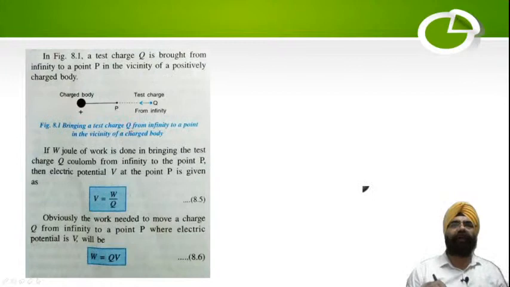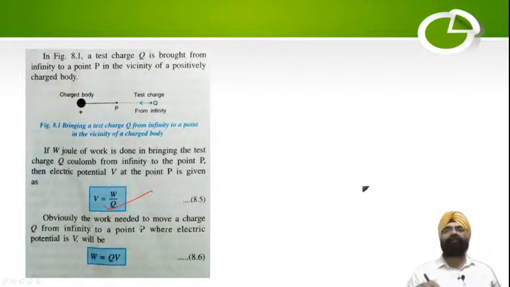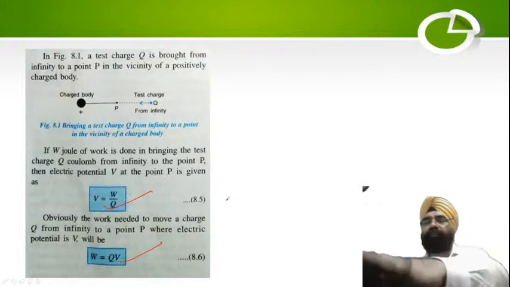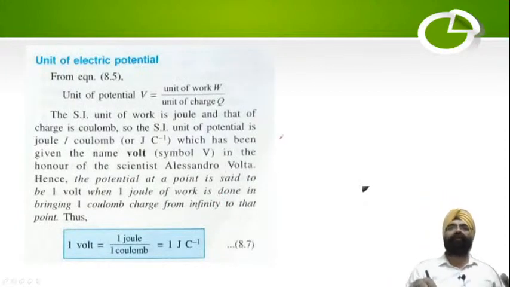This we have understood. This also we have done. V is equal to W by Q, or obviously the work needed to move a charge Q from infinity to a point P where the potential difference is V will be Q into V. Cross multiplication and you get W is equal to Q into V. Now we move forward. Unit also we have done.